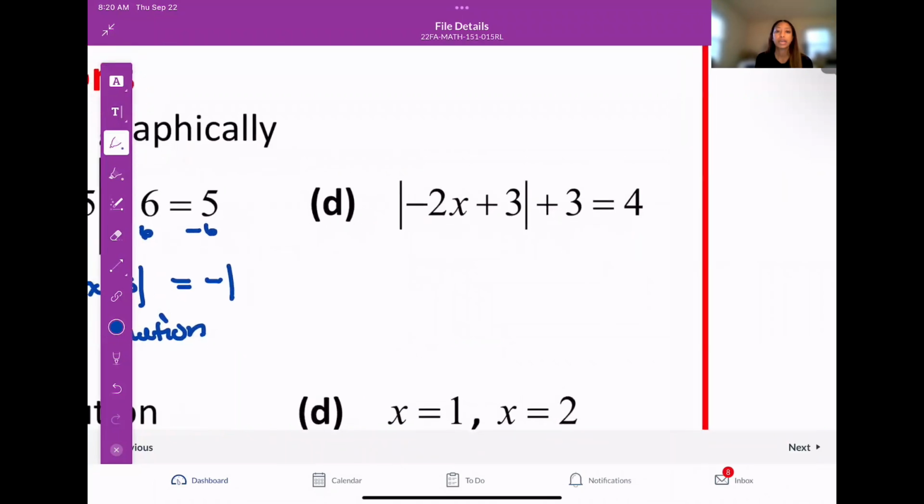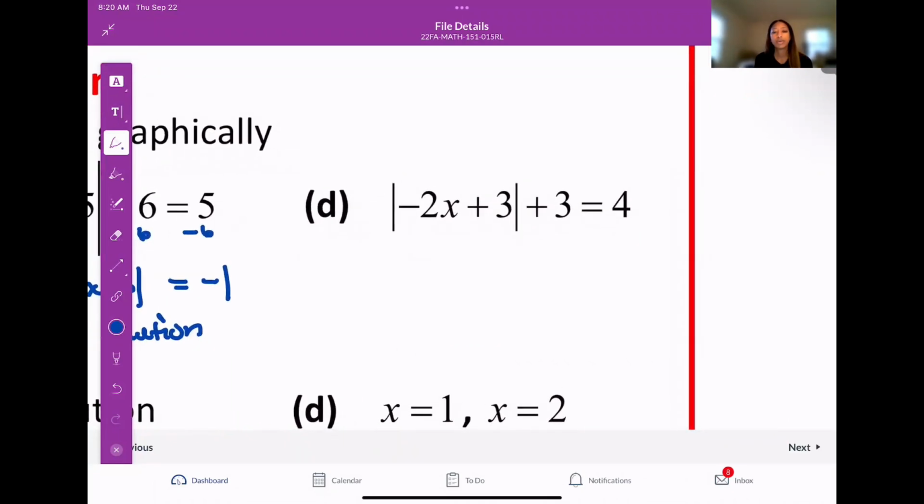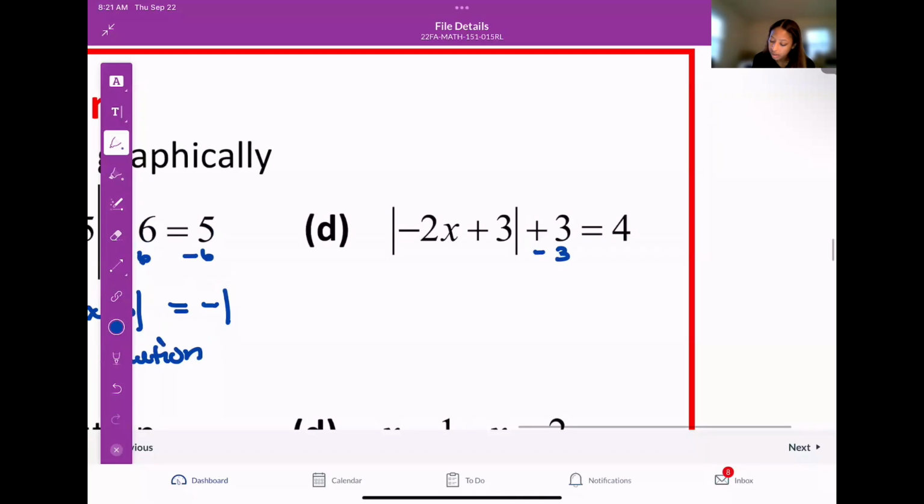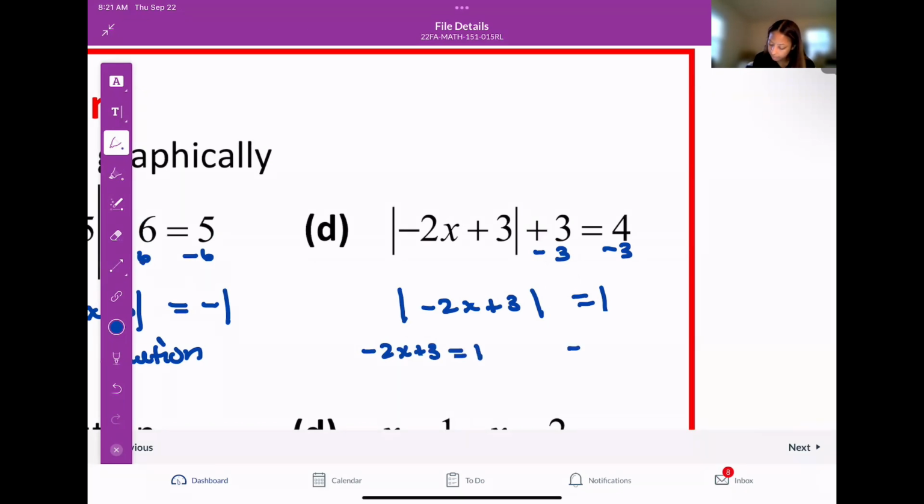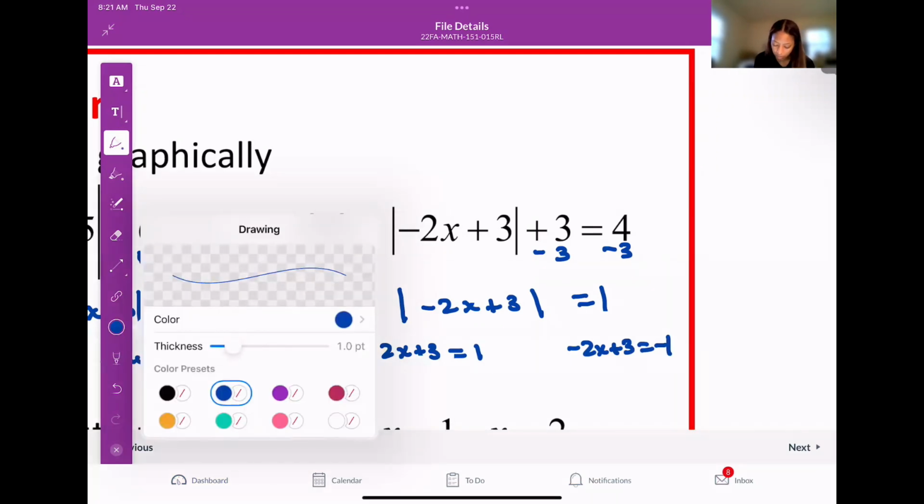And then for part D, the absolute value of negative 2x plus 3 equals 4. We start off by subtracting the 3 from both sides. That'll give us the absolute value of negative 2x plus 3 equals 1. And then from here, we take what's inside of the absolute value symbols, and we'll set it equal to positive 1 and negative 1. Solving these equations will give us our solution.